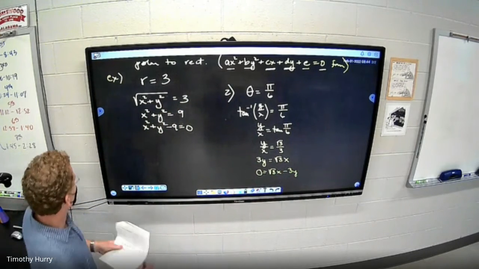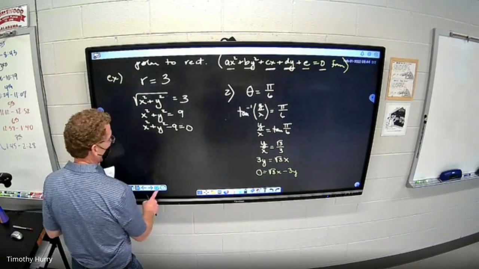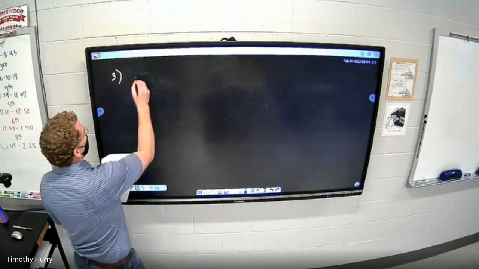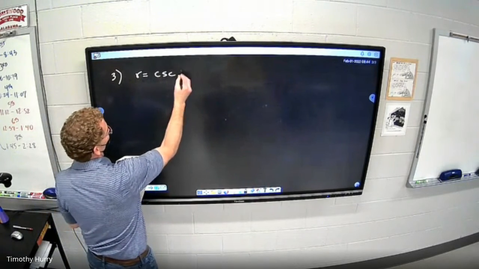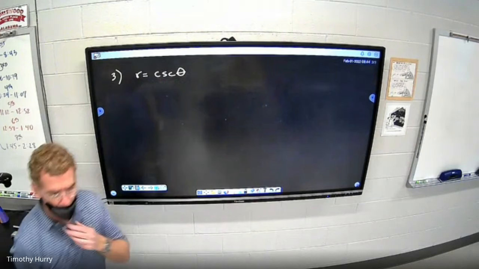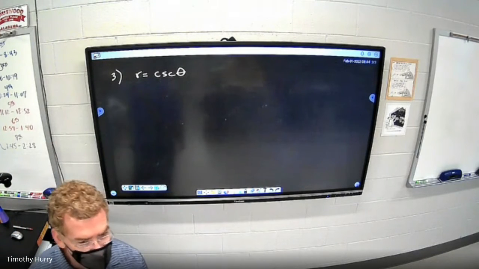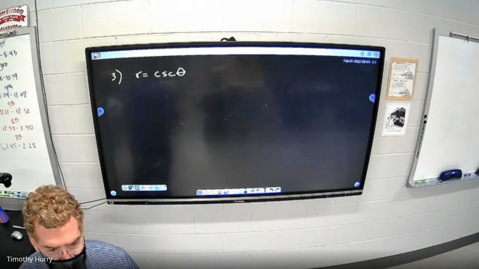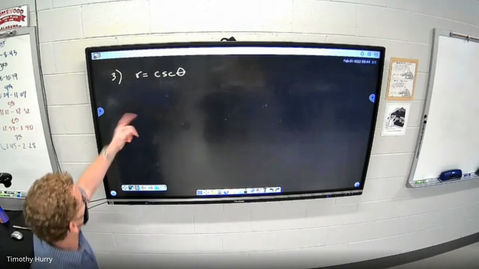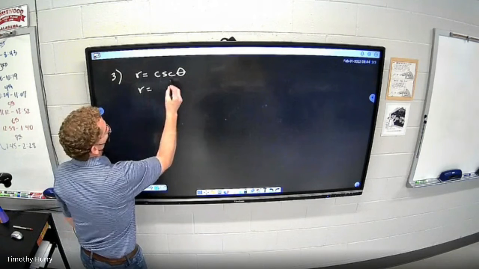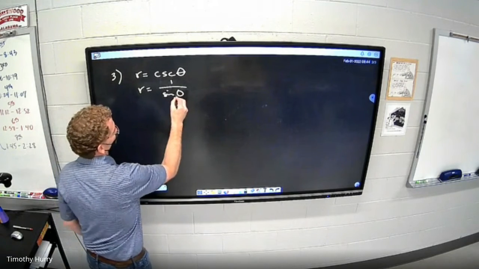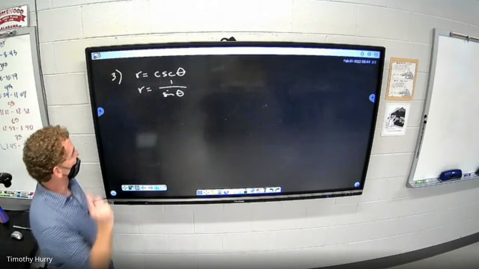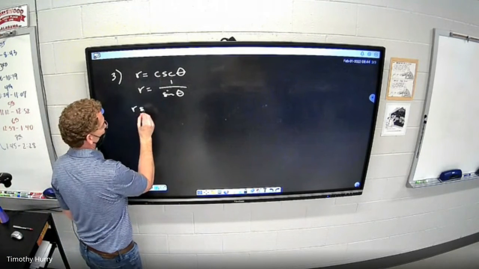All right, what if I gave you this? Again, same directions. Example 3. R equals, see if you can remember your rules, cosecant theta. What's going on? We don't deal with cosecants, cotangents, and secants. So what is cosecant of theta? 1 over sine theta. We don't deal with fractions. Multiply both sides by a sine.